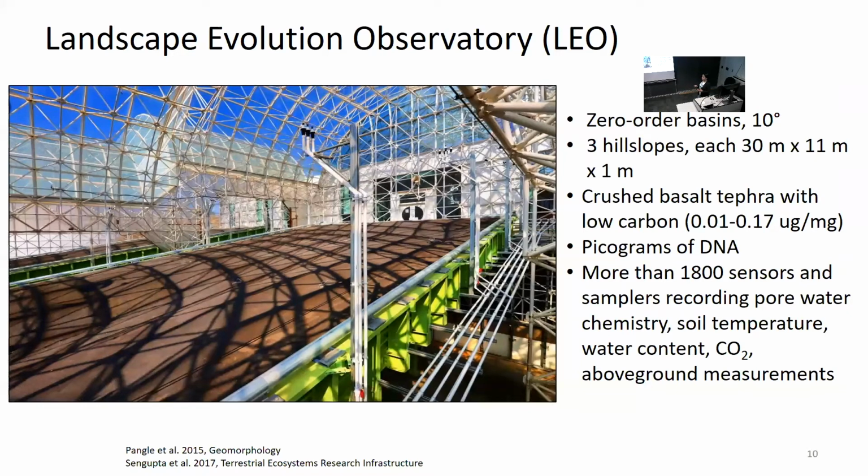These are 1 meter deep landscapes, 30 meters long and 11 meters wide. They have a sloping angle. So basically, all water collects down here and flows out from all the ends. And these are two of the references: Pangle 2015 is the first snapshot of the Landscape Evolution Observatory. And the next one is a book chapter where we have introduced the advanced instrumentation that we developed in the system over time. A lot of those are available in the second reference.